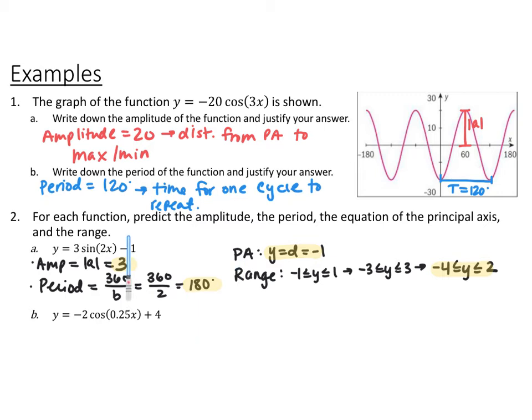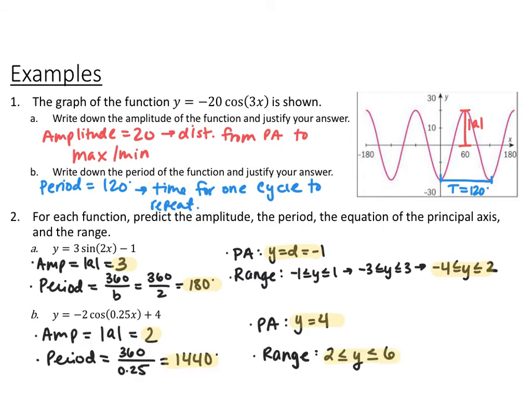Your principal axis is just your vertical shift, so in this case it's been shifted down 1, so y equals -1. And then the range, what I did is I started with the range of a normal sine graph, -1 to 1. I stretched it by 3, which would go -3 to 3, and then I moved it down 1, so I got -4 to 2. So basically it's your amplitude plus your d value. So if you haven't already done so, go ahead and pause the video and do b.